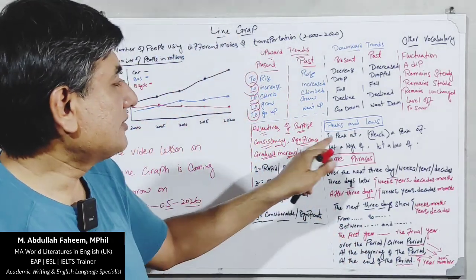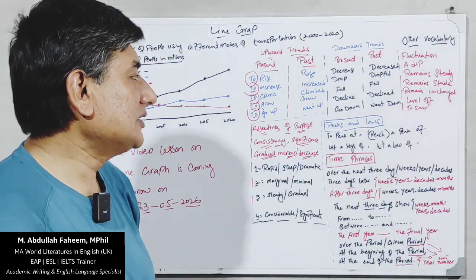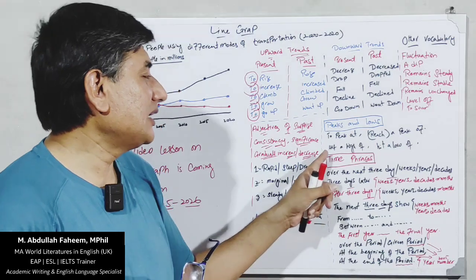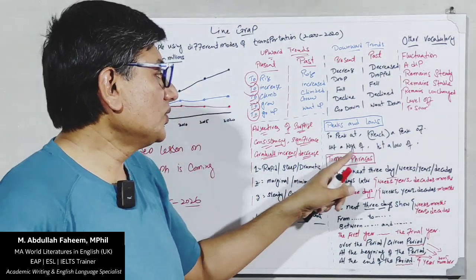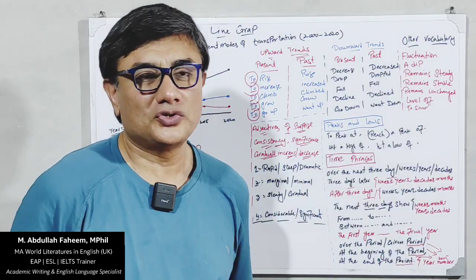So similarly, we have some peaks and lows. When you want to show a peak and a low, these are the words. To peak at, reach a peak of, meaning when something reaches a certain point. We have hit a high of, hit a low of, when something hits a high or hits a low.